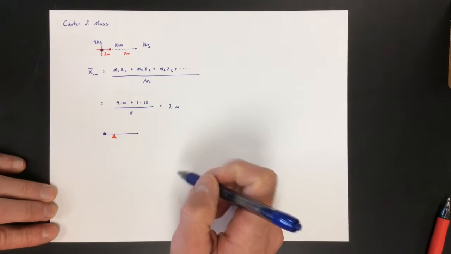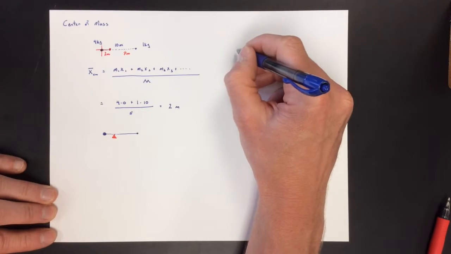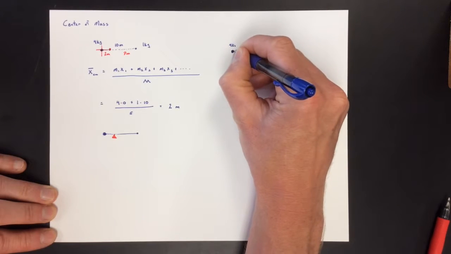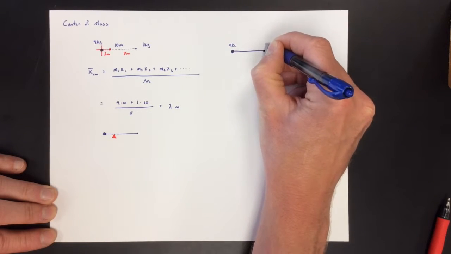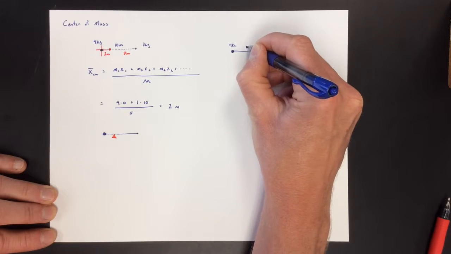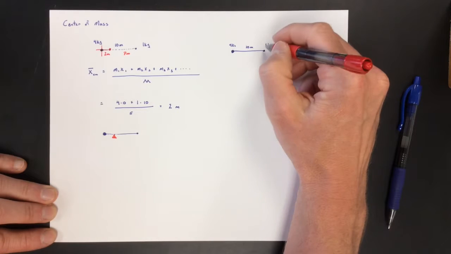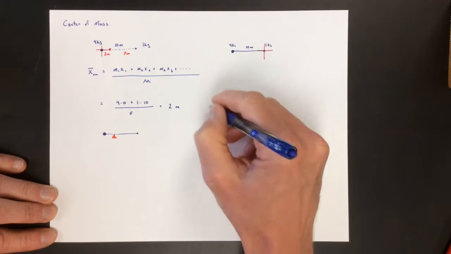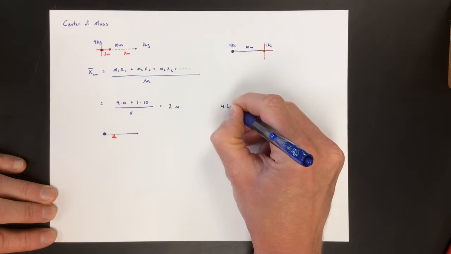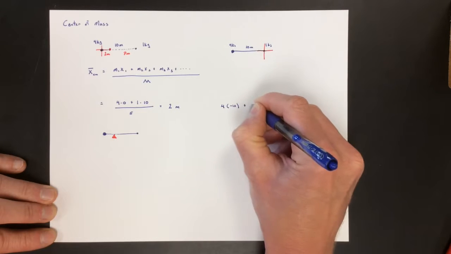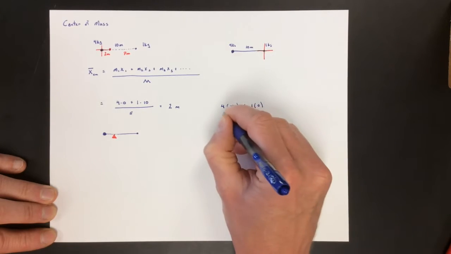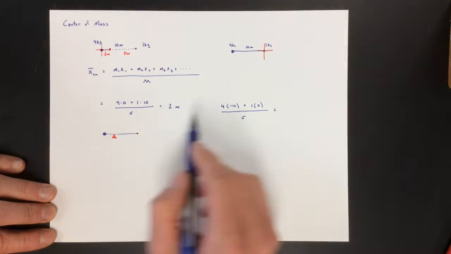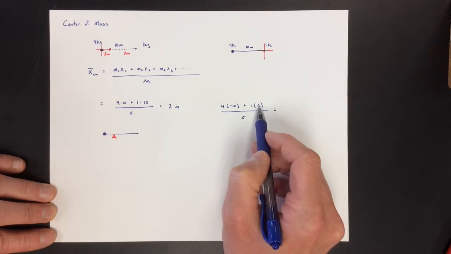I want to prove to you that the coordinate system choice doesn't matter. So we'll take the same situation, 4 kilograms, 1 kilogram, 10 meters away, except now, let's say we thought this was our coordinate system. I'll follow that same format. So we have 4 kilograms at a position of negative 10 plus 1 kilogram at a position of 0, divided by 5 total kilograms to give us our center of mass. Same thing I did over here: each mass multiplied by its position divided by the total mass.